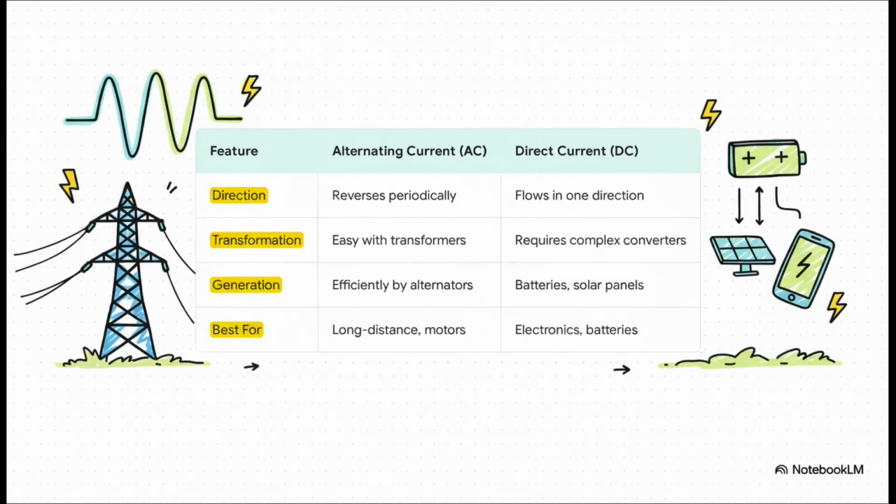Let's break it down. The really big deal with AC is that you can change its voltage super easily with something called a transformer. This makes it amazing for sending huge amounts of power over really long distances. DC, on the other hand, is the king of batteries and electronics. All your gadgets, your phone, your laptop, they need that steady, one-way flow that DC provides.